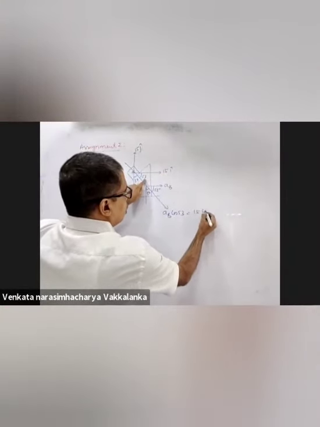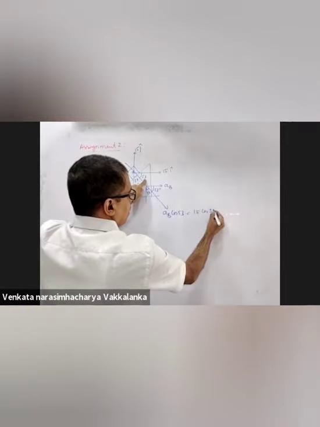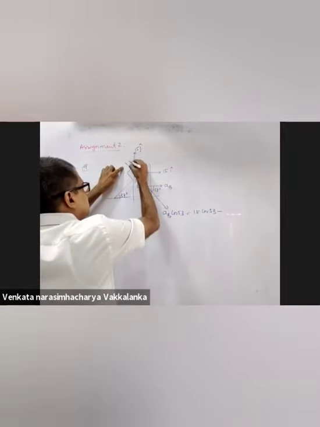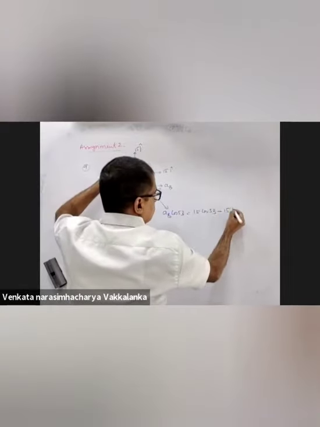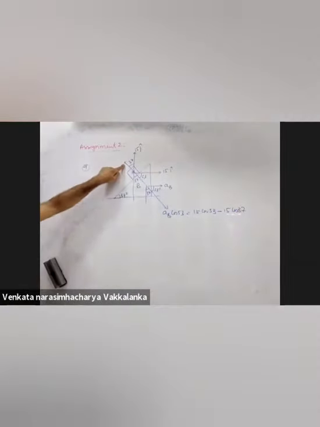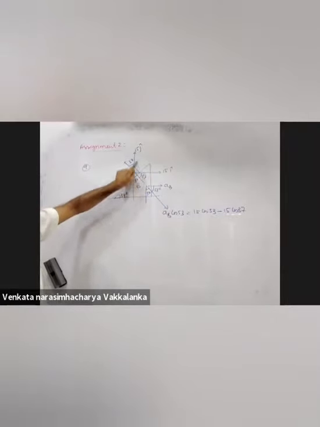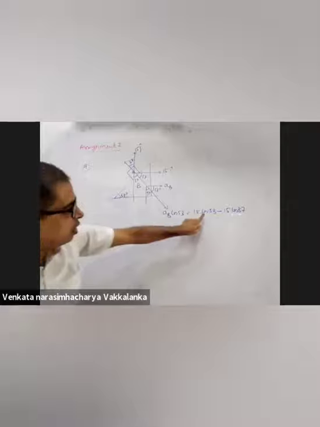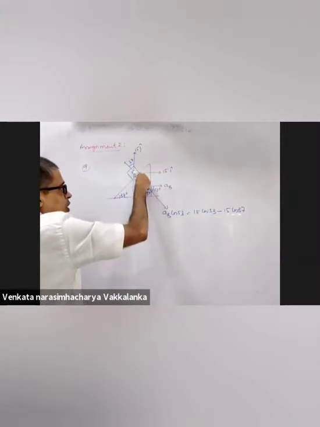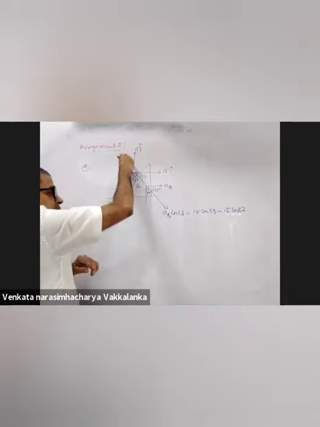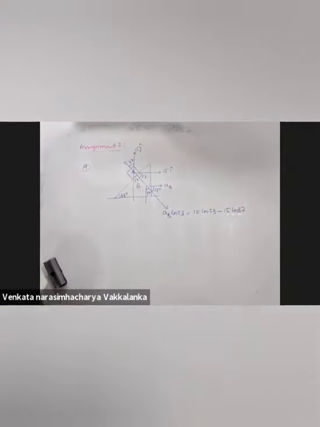15 cos 53 minus, if this is 37, this is 37, minus 15 cos 37. 15 along this direction is 15 cos 53 minus 15 cos 37. Acceleration of A along this direction is this minus this: 15 cos 53 minus 15 cos 37. Find out the acceleration of B, which is the question asked. You will be able to solve if you know the values of cos 53 and cos 37.